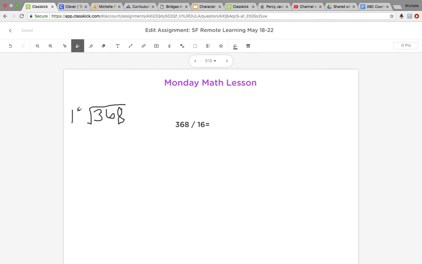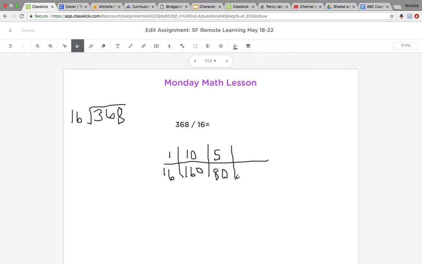All right, so when I'm setting up my ratio table, I want to think of my main numbers here. I know that 1 times 16 is 16. I know that 10 times 16 is 160. So if I know what 10 is, to figure out what 5 times 16 is, I could split this one in half, which would give me 80.